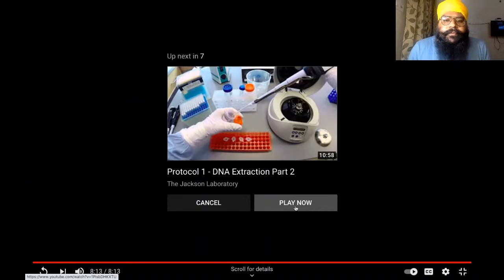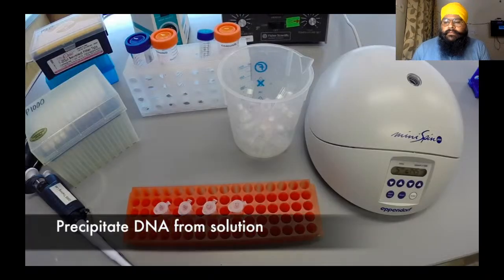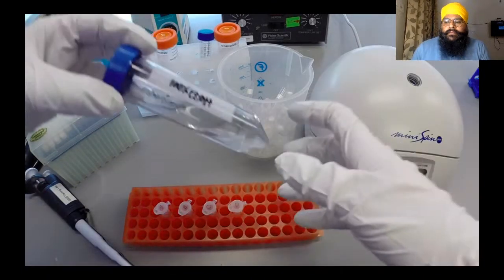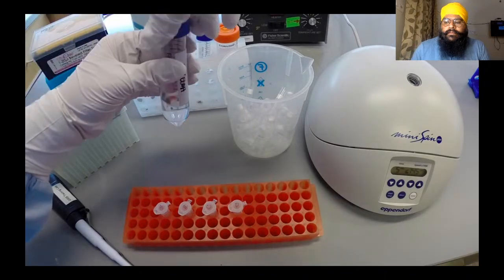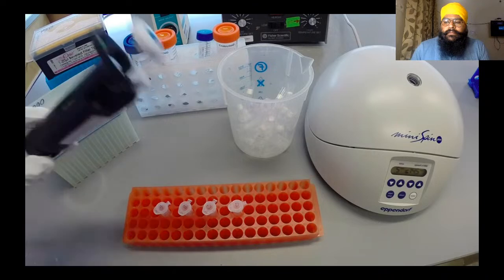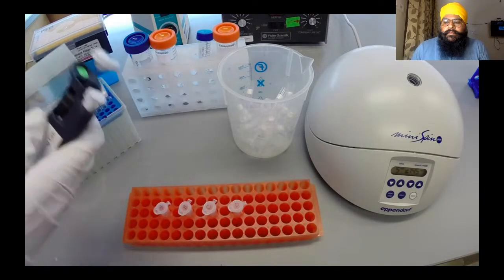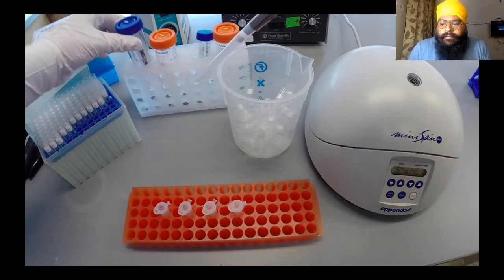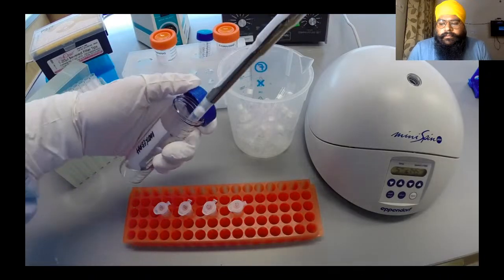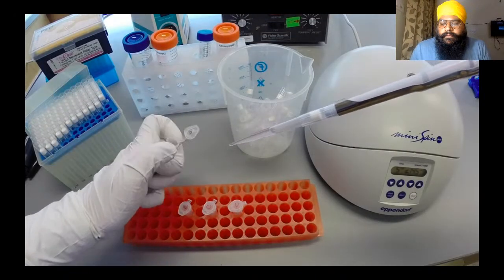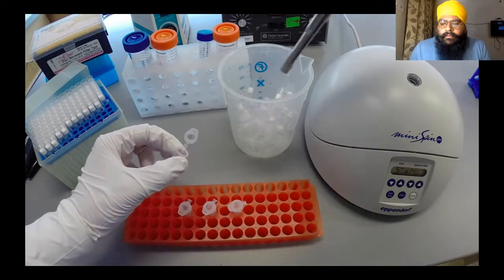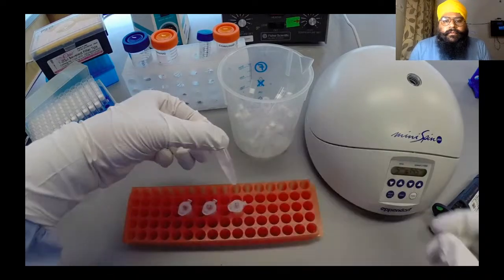Let's start part 2. Precipitate the DNA from solution by adding an equal volume of 100% ethanol to each sample, and mix by inversion 10 times. The solution may become cloudy. This is normal.